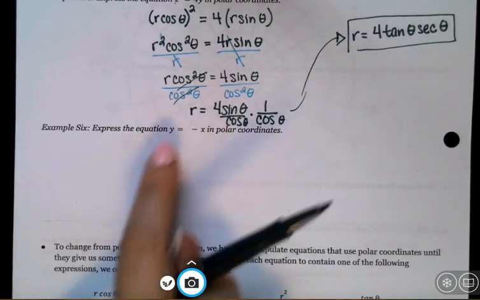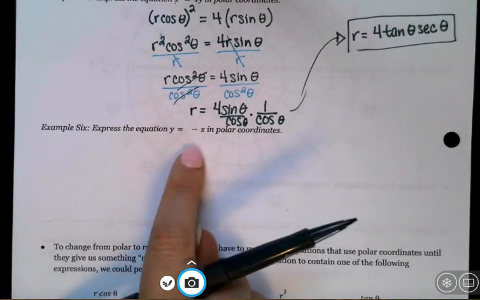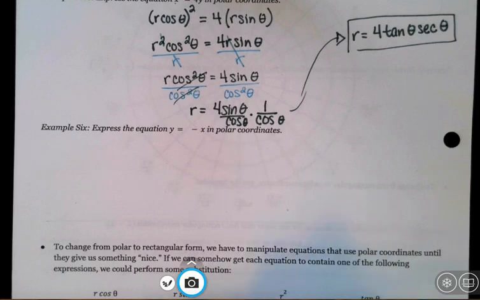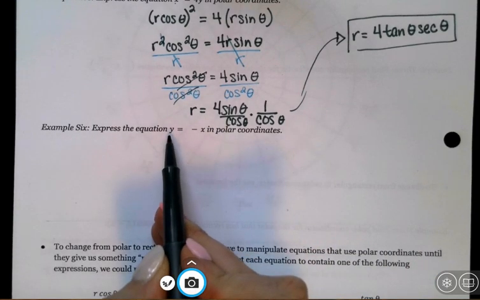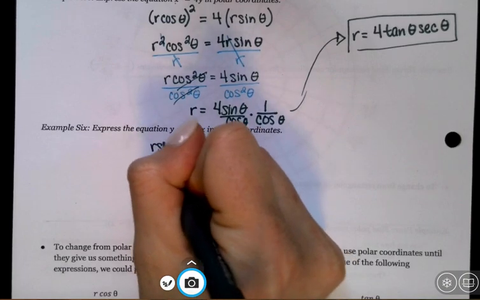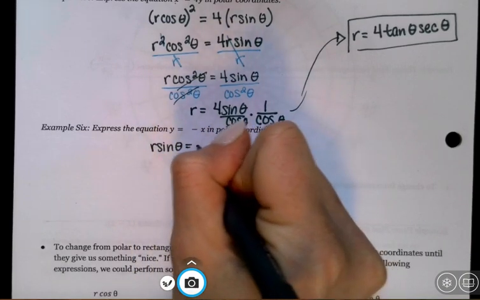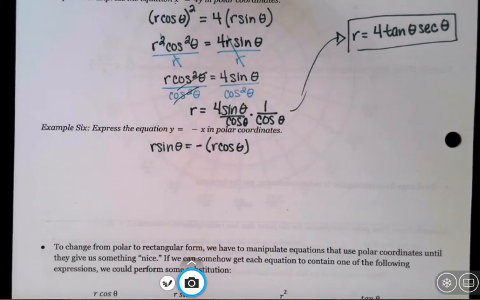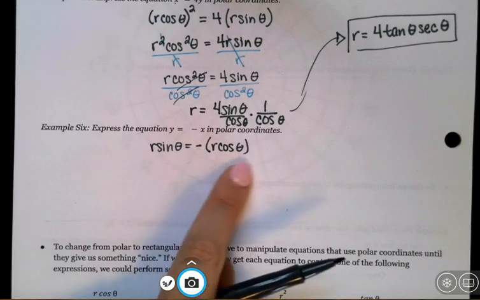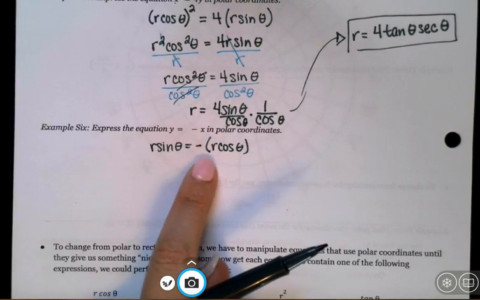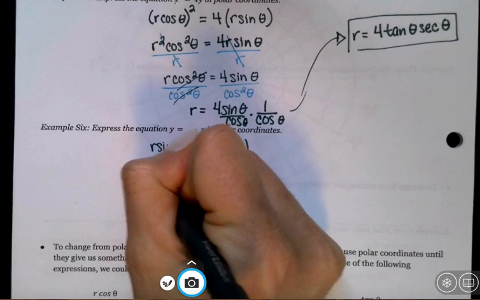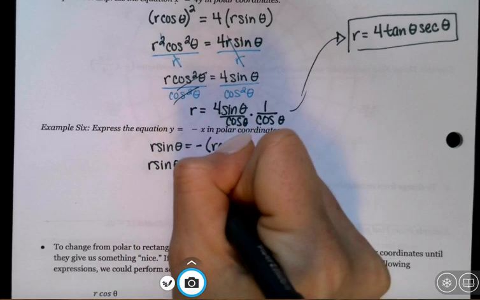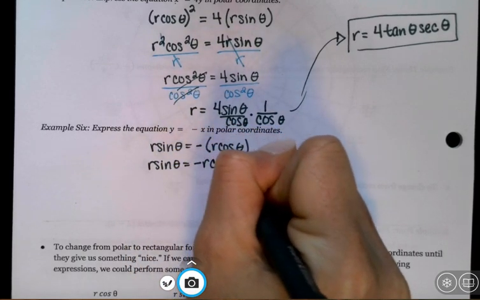Again, we have our equation in rectangular form because we have an x and a y, and we are trying to change it into polar form. So I'm going to replace my y with r times sine of theta, replace my x with r times cosine of theta. And I did put that negative out in front. And actually, since my x wasn't being squared, I don't really need those parentheses, but it's nice to just be careful. So I'm going to rewrite this without parentheses.